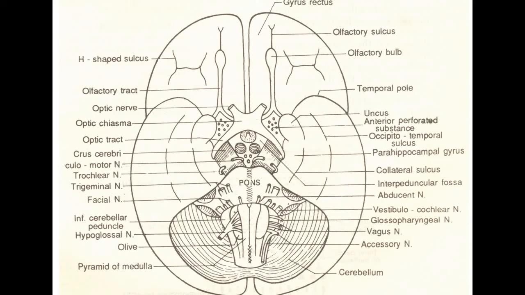On the tentorial surface, you have the gyri. The part medial to the rhinal sulcus is the uncus. This is the uncus. Then the parahippocampal gyrus, and this is the medial and lateral occipitotemporal gyrus. So these are the different sulci and gyri present on the tentorial surface of the cerebral hemisphere.